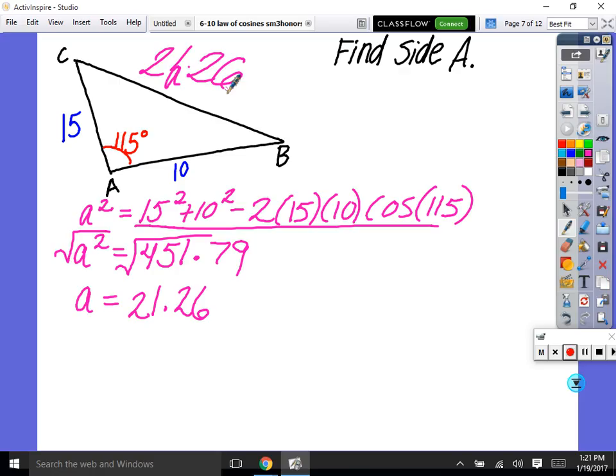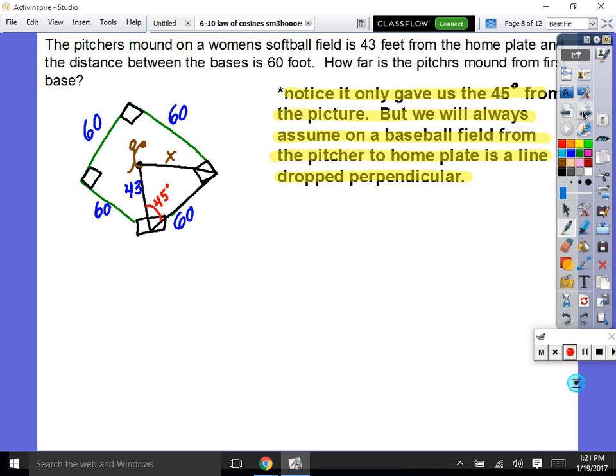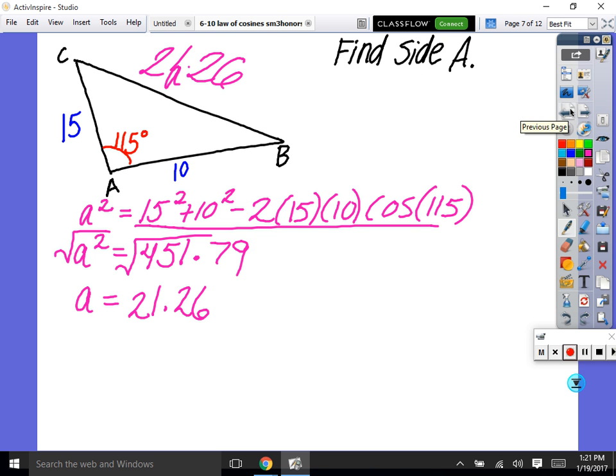If we were asked to continue solving, we would then just use the law of sines to find those other angles, just because it's quicker, to find one of them. And then 180 minus. Okay, cool. Questions? Okay, no questions then.